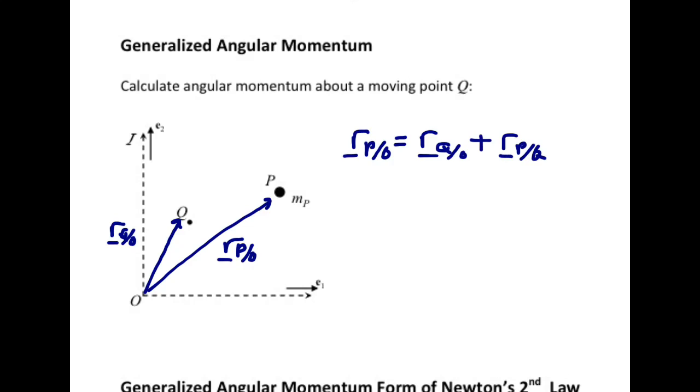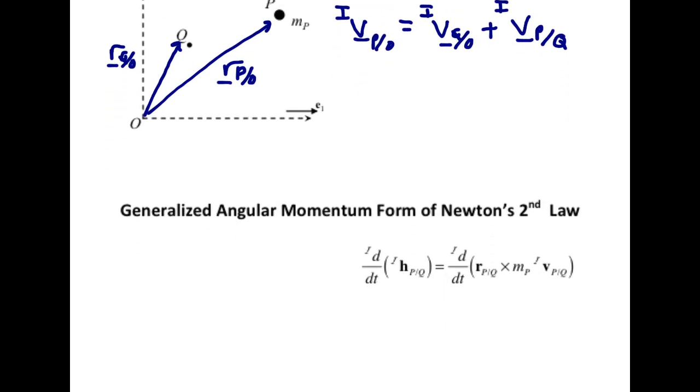And so we can differentiate that with respect to time and get the velocity of P with respect to O. So this is our inertial velocity of our mass P, which is equal to the velocity of Q with respect to O, observed in the inertial reference frame, plus the relative velocity of P with respect to Q, as observed in the inertial reference frame.